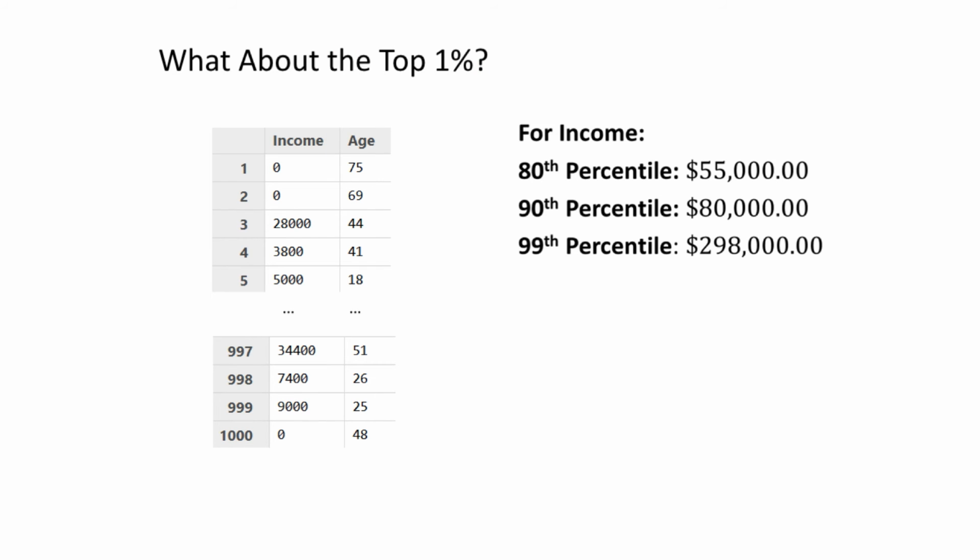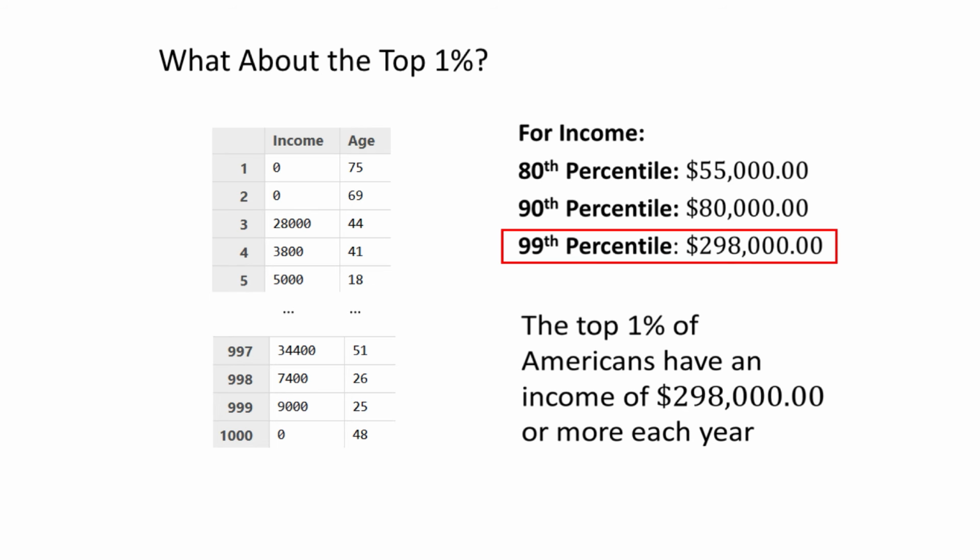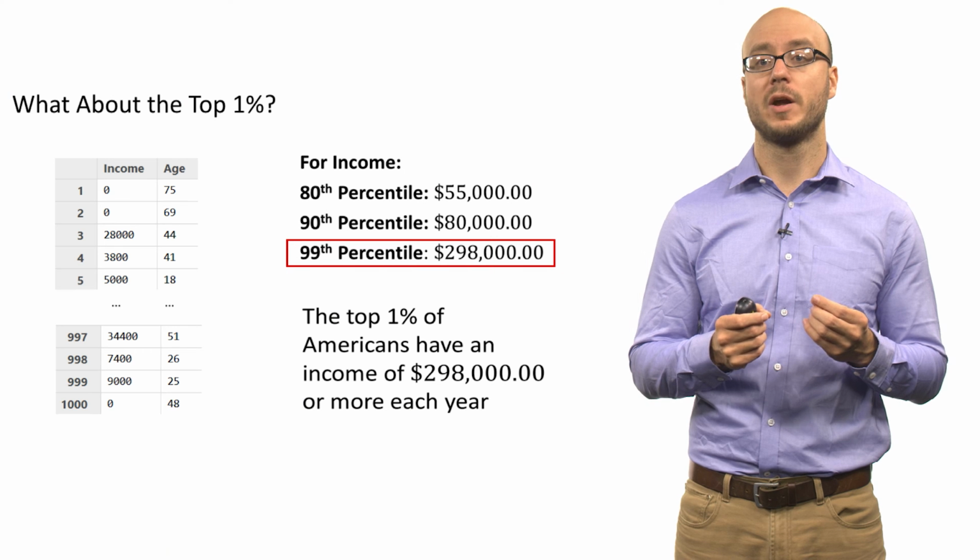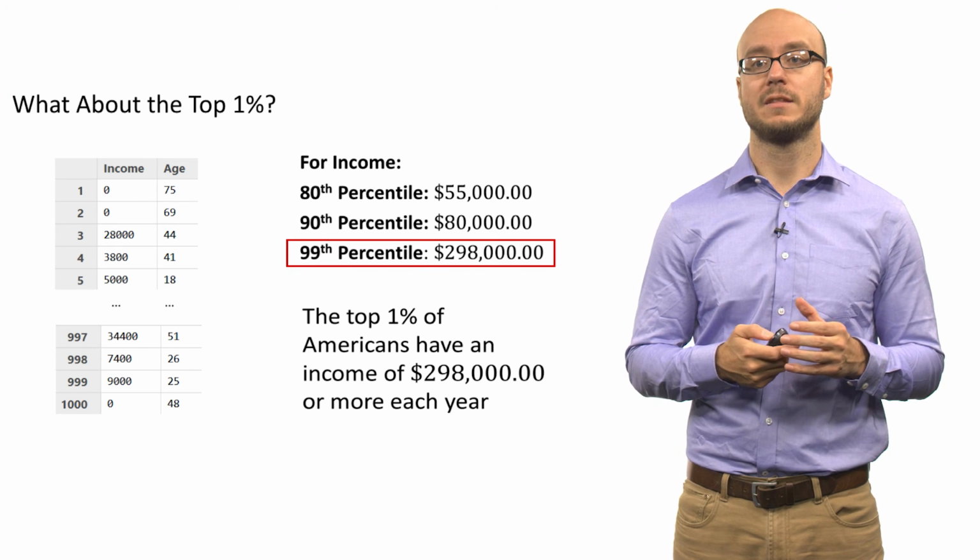But we might also want to look at the top end. So the 80th percentile is $55,000. What that's telling us is that 80% of Americans make less than $55,000 each year. The 90th percentile is $80,000, which tells us that 90% of Americans make less than $80,000 each year. And then the 99th percentile is $298,000. To put it another way, in order to be in the top 1%, you have to make more than $298,000. To put it even a different way, about 1% of Americans earn more than $298,000.